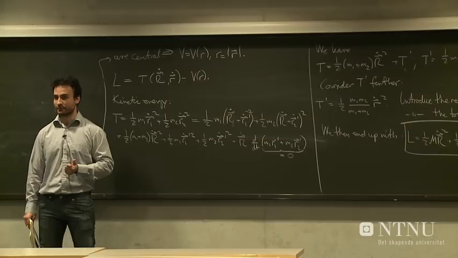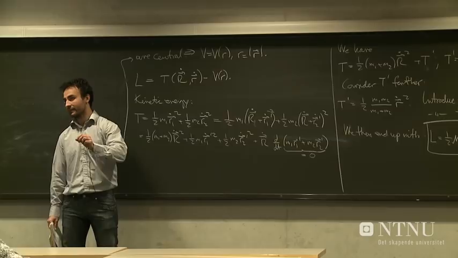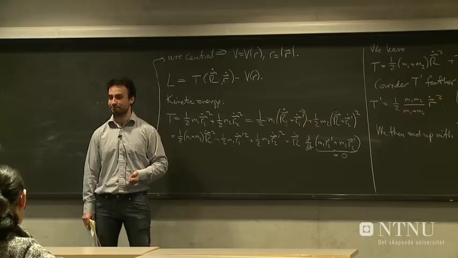What happens if we have a cyclic coordinate? We have a symmetry. The coordinate is cyclic, which means, yes, conservation of momentum. Yes.